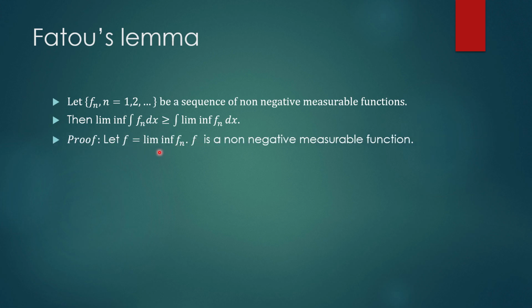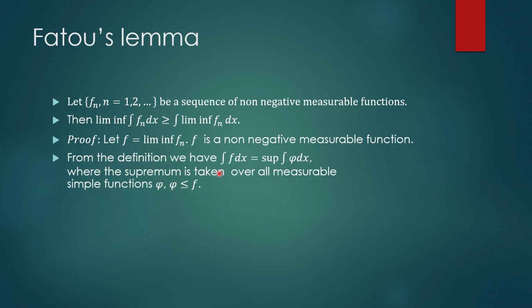Let us put f equal to the limit infimum of Fn. So the function limit infimum Fn is represented by f, and f is a non-negative measurable function. Since the sequence is a sequence of non-negative measurable functions, the limit f is also a non-negative measurable function, which we have already shown. Now, from the definition, the integral of a non-negative function is equal to the supremum of the integral of phi dx, where the supremum is taken over all measurable simple functions phi such that phi is less than or equal to f. That is the definition of the integration of a non-negative measurable function.